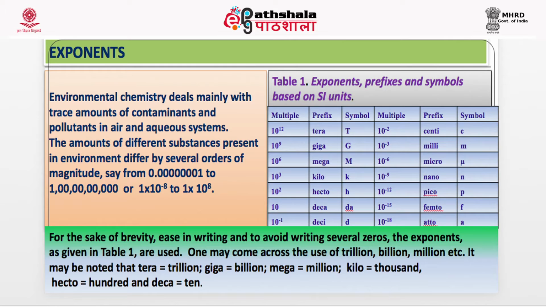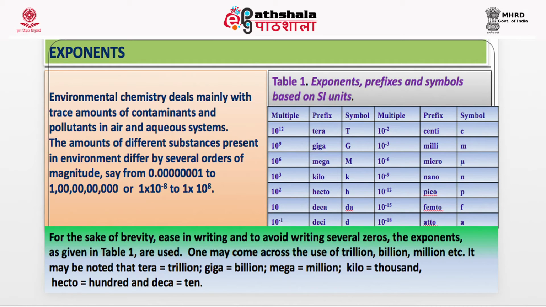A very important point is first the exponents. What is exponent? Mathematically, exponent is the number of times a number is multiplied by itself. For example, 2 is multiplied by itself 4 times, 2 into 2 into 2 into 2, it becomes 2 to the power 4. Then 2 is called the base and 4 is called the exponent. So, exponent is the power of the number.